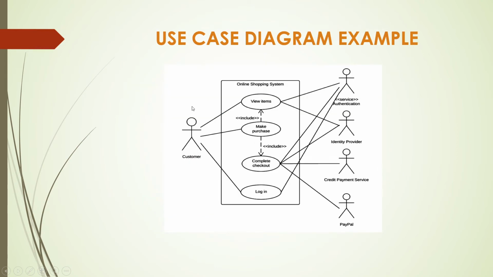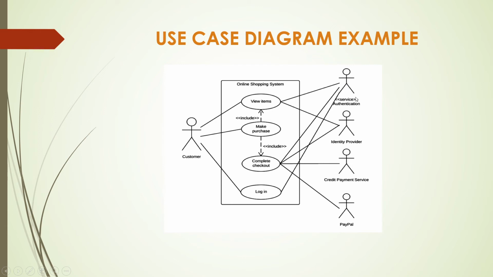So this is an actor. These are the use cases which are in the oval shape. And we have used include over here. This example is for the online shopping system where the customer can view the items, can make the purchase, can log in. To make the purchase, the user can also view items, and we have to use complete checkout. And these are the actors. For complete checkout, we need PayPal, we need identity provider, we also need service authentication.